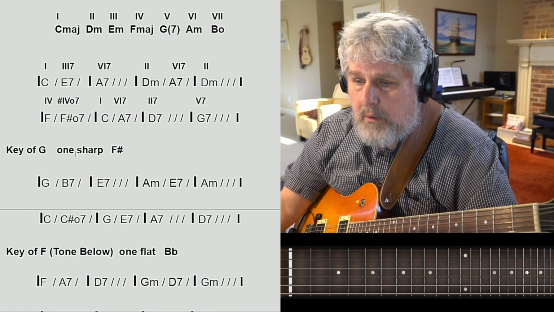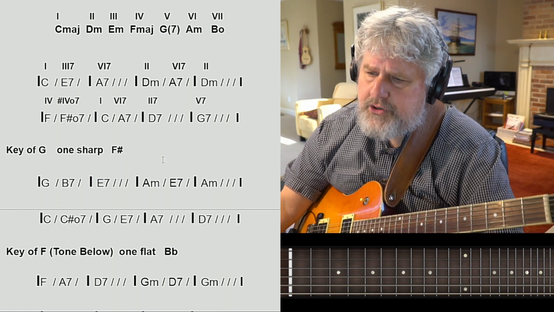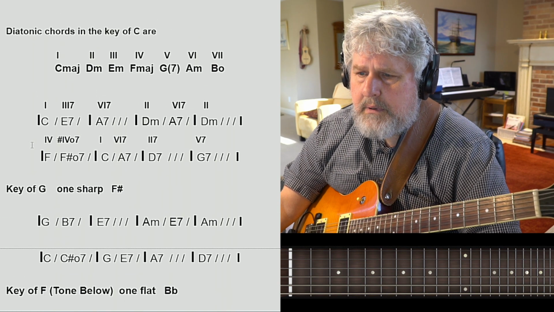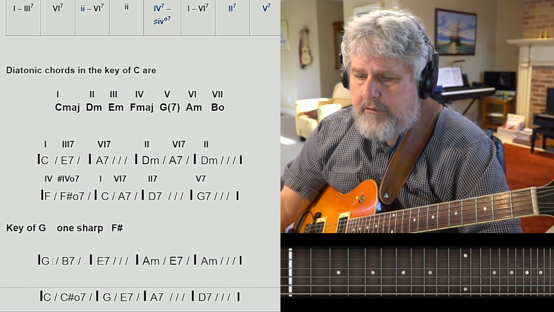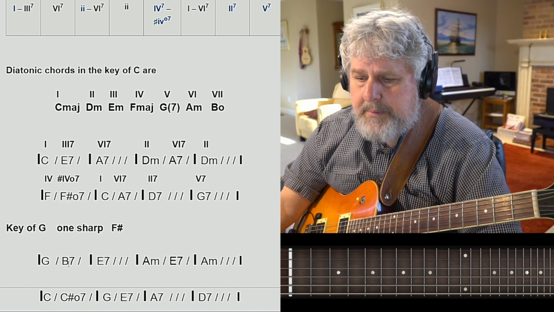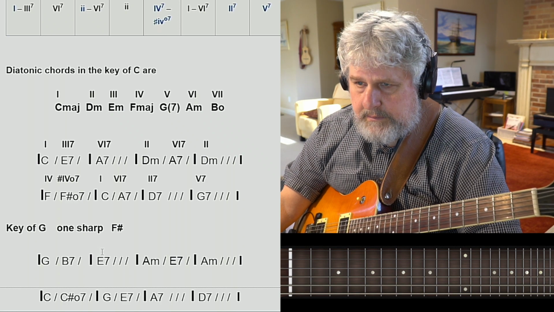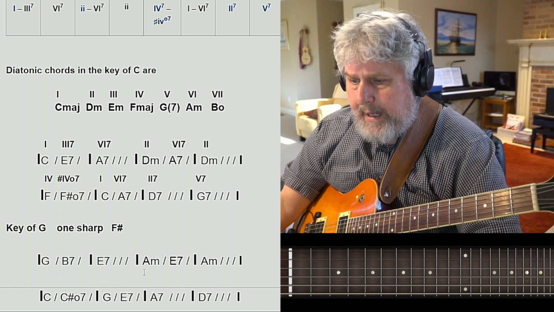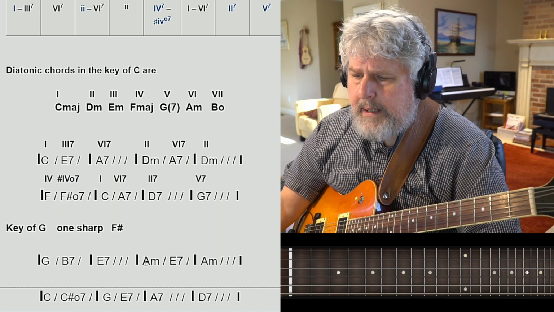That key signature, 1 sharp, F sharp: G, A, B, C, D, E, F sharp, and G. And so the 1 chord with the number system is obviously going to be G. And the 3, G, A, B, is going to be B7. And then the 6 is going to be E7, right? G, A, B, C, D, E, 1, 2, 3, 4, 5, 6. And then the 2, G, A, is going to be A minor.